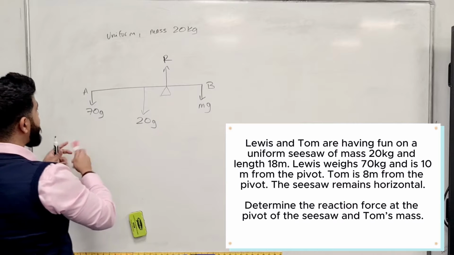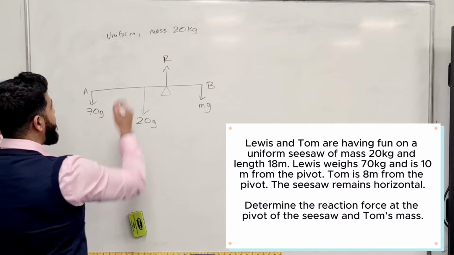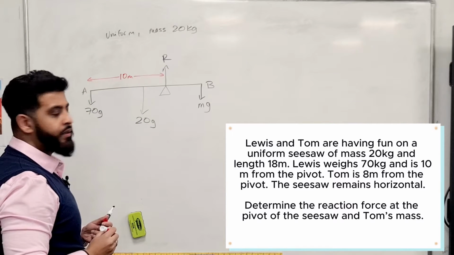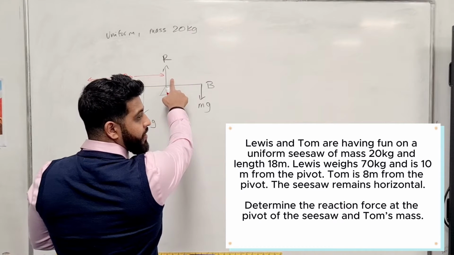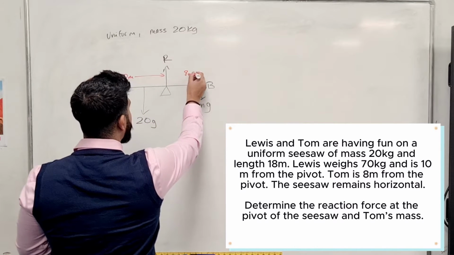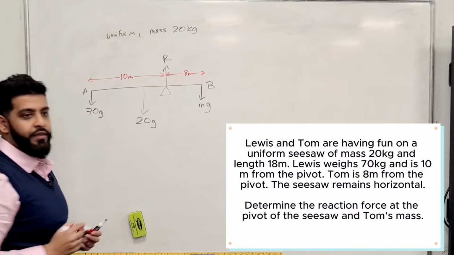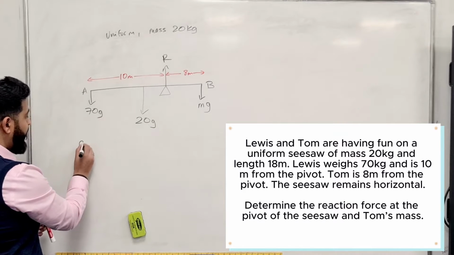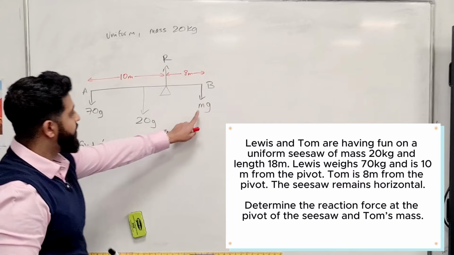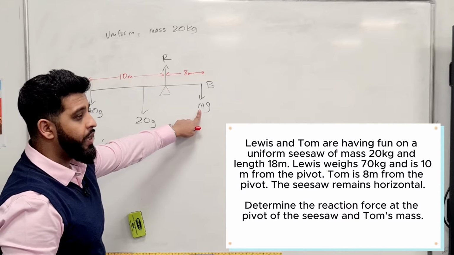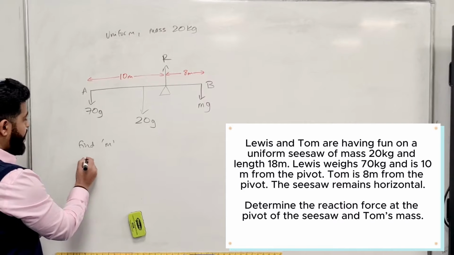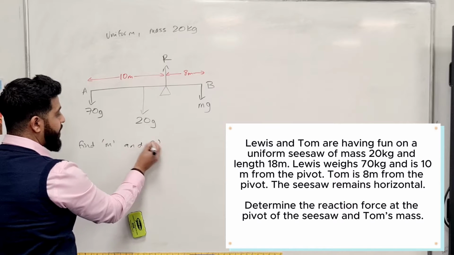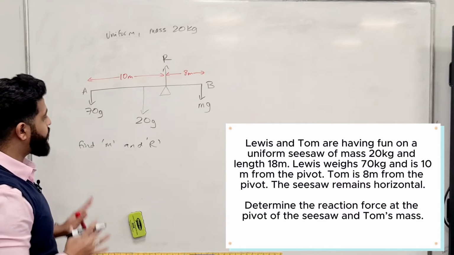We know that the distance between this point and that point is 10, so from here to here is 10 meters. And we also know that the distance between this point and that point is 8, so from there to there, we have 8. What we now need to do is find the mass, the m value, and find the reaction force R. So that's what we are going to do with this question.